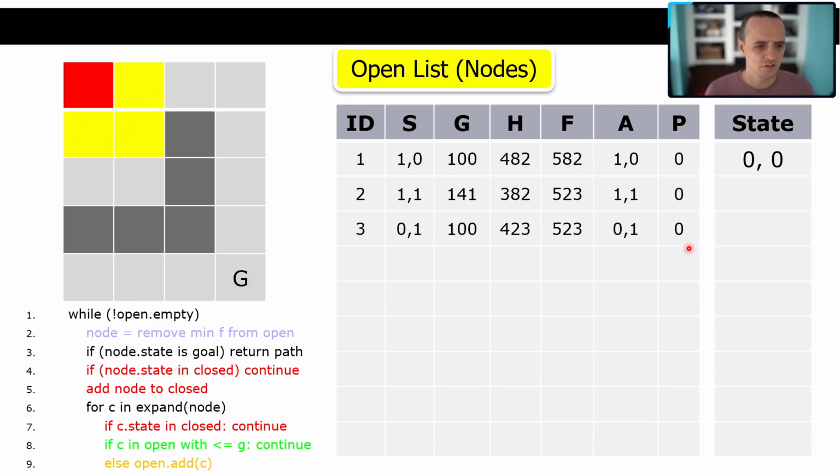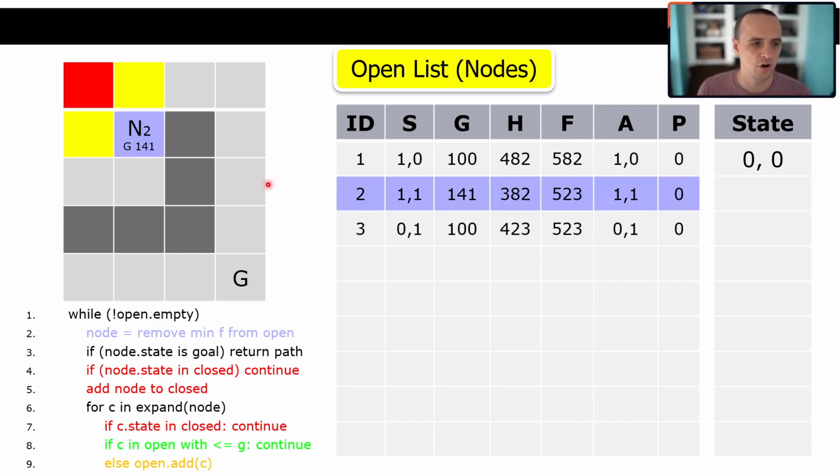Okay, so now what we do is we're back up to the top here, and we say, while open list is not empty, keep going. So the open list is not empty. So what do we do? We grab the node from the open list that has the minimum F cost. All right, so we're going to look here. The F cost of node 1 is 582. The F cost of node 2 is 523. And the F cost of node 3 is 523. Okay, so there's a tie for the minimum. So we're just going to take the first one. All right, so that's what we do. We look at node 2, and we're going to remove that from the open list.